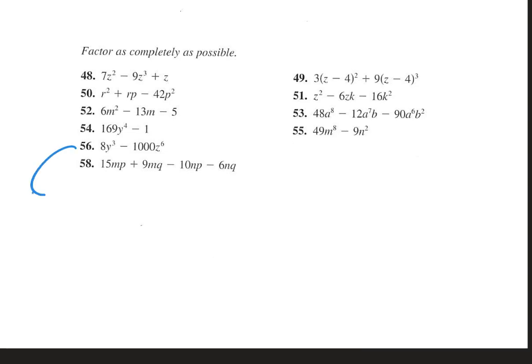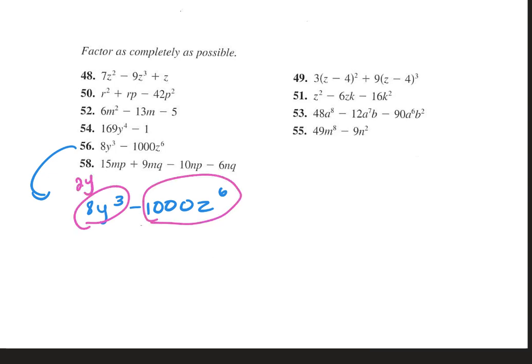All right, 56, 8y to the third minus 1,000z to the sixth. So this is a perfect cube. I would say 1,000 is higher than you would see. So I would just make sure you know your perfect cubes up to like 125. But this is the difference of perfect cubes. So this is that SOAP method. I'm going to cube root the first one and I get 2y. I'm going to cube root the second one and I get 10z squared. So when we cube root the exponent, we divide by 3, because it would be z squared and then z squared and then z squared.